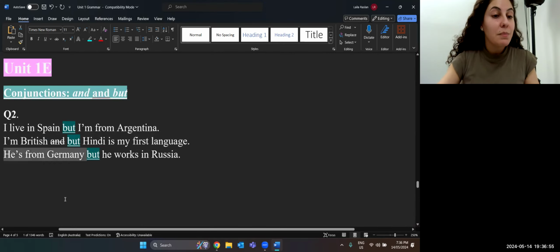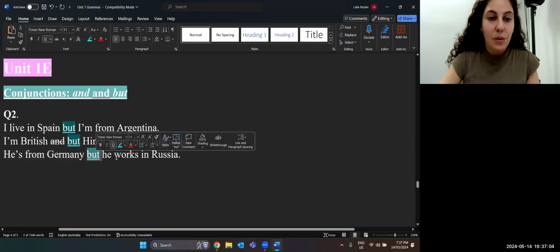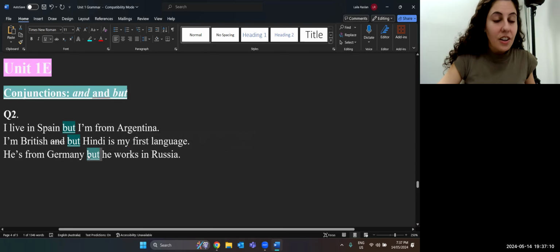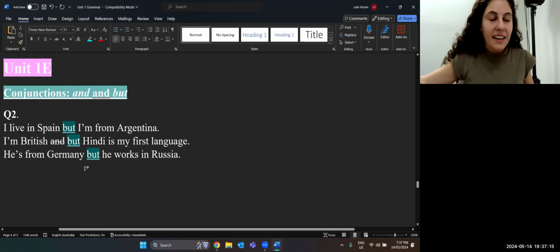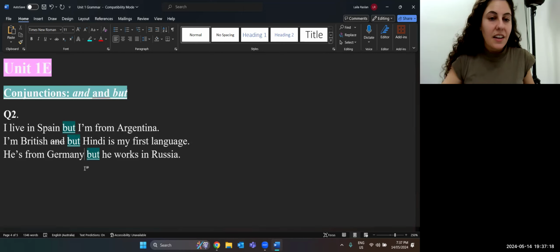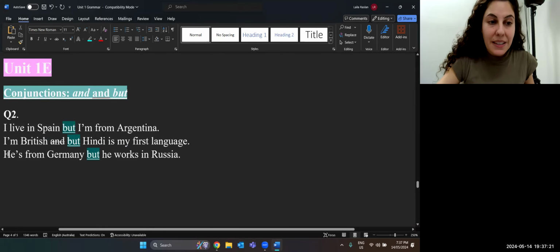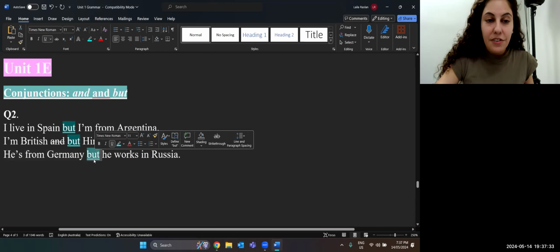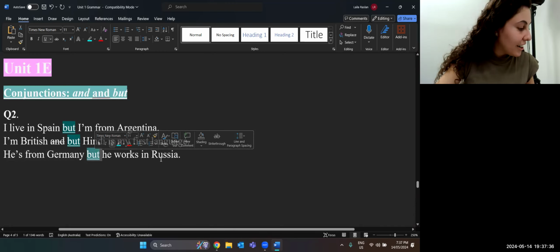Here's another sentence. He's from Germany. Okay, he's from Germany. He works in Russia. So I must say, but he works in Russia. Not and. And would be he's from Germany and he lives in the countryside and he speaks German. So if I'm going to use and, it would mean I'm continuing this sentence to talk about that he's German. You know, he speaks German. He's married to a German family, to a German girl. But this is different information. But he works in Russia.